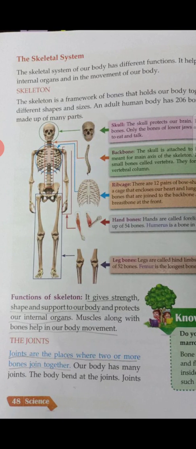Our body has many joints. The body bends at the joints. Okay, where does our body bend? Where there is a joint of two or three bones, there our body can bend. Okay, joints may be movable or immovable. Here, underline this, dear children. Joints may be movable or immovable. Movable means which can move. Immovable means which cannot move.